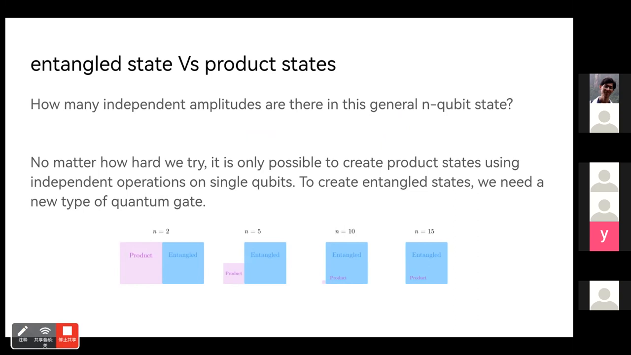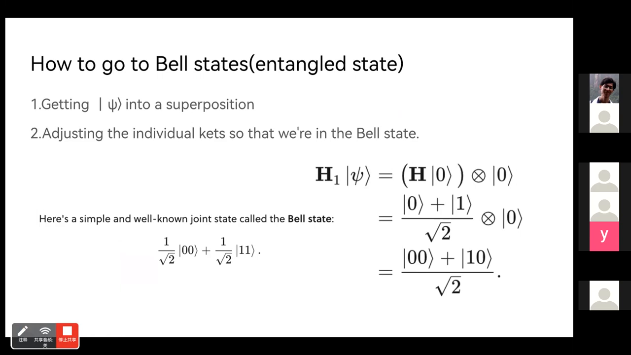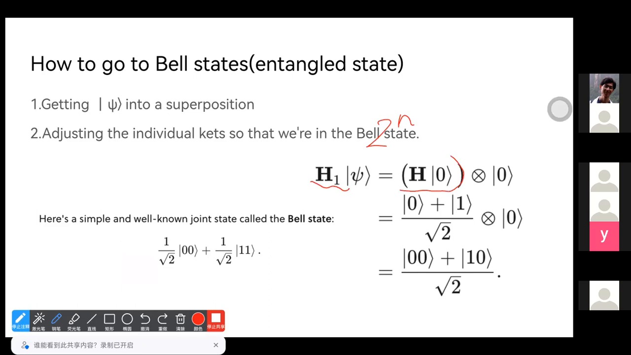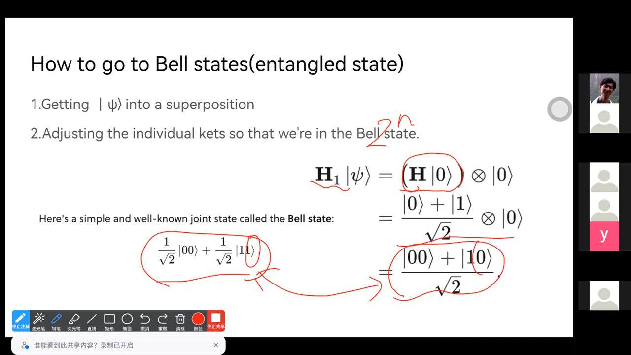Actually, we mentioned this before. So first, how do we get to the Bell state? We first get into superposition using the Hadamard gate. So we first apply a Hadamard gate on the first qubit, and after computation we finally get this formula. You can compare it with the Bell state and find that the only difference is here. So now we want to adjust it so that we can get to the Bell state.